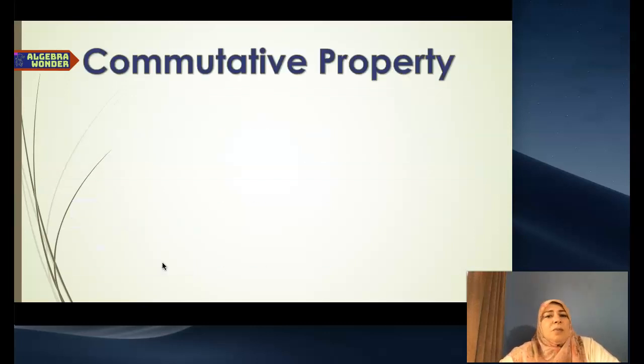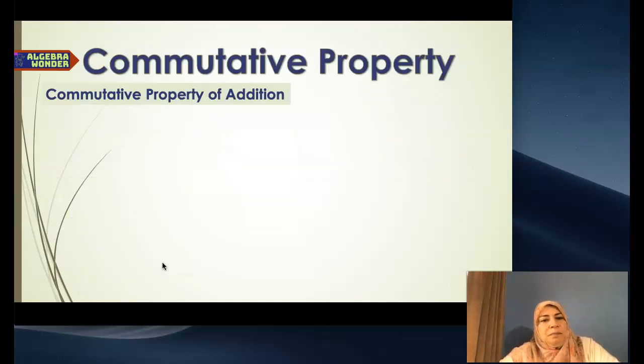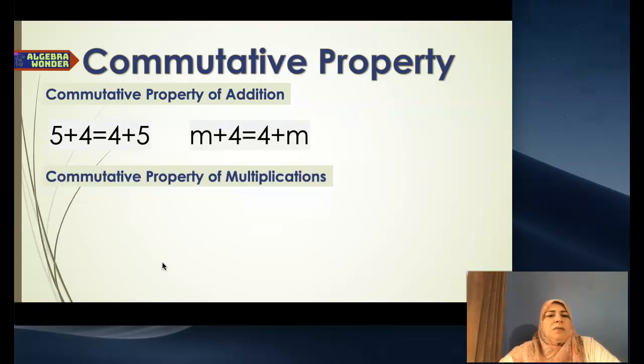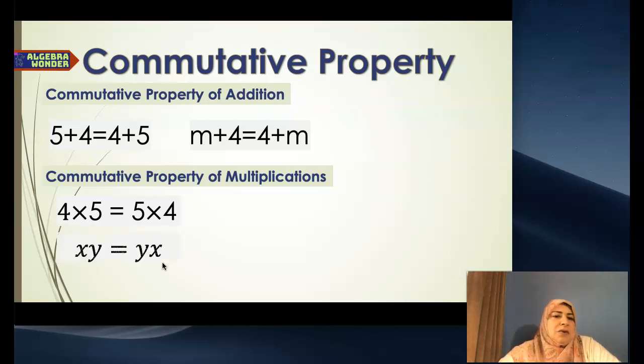We have commutative property of addition, and this is when you switch the number around the sum symbol. So 5 plus 4 is the same as 4 plus 5. Or m plus 4 is the same as 4 plus m. And commutative property of multiplication, when you switch the quantity around the multiplication sign. So 4 times 5 is the same as 5 times 4. x times y is the same as yx. y times x, same thing.